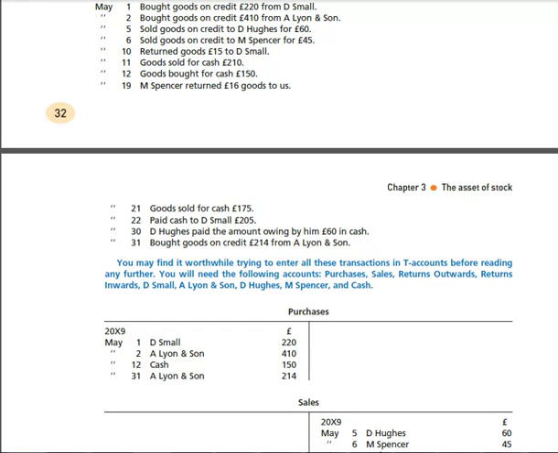The sixth entry is sold goods on credit to M. Spencer for 45. Similar to the entry above, we would credit the sales account and we would debit the M. Spencer account by the same amount.